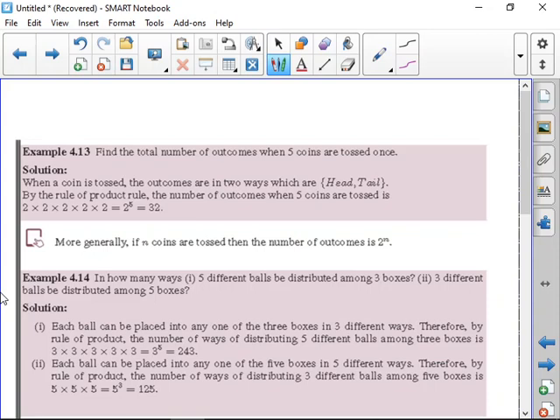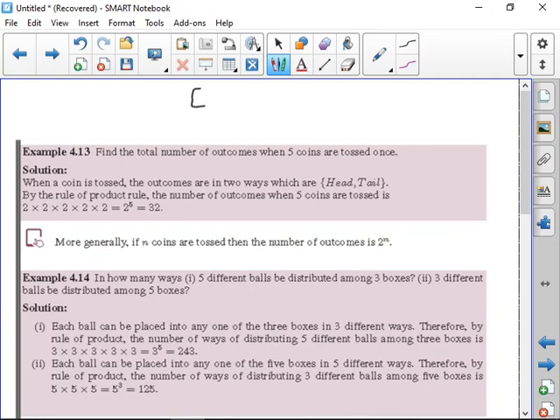Good morning, students. Today we are going to continue with the combinatorics exercise 4.1. The first 11 questions we have seen already. Now we are going to continue with the 12th question, and for that we need these examples. I'll explain these examples with the concept formulas, and then we will get into the exercise.